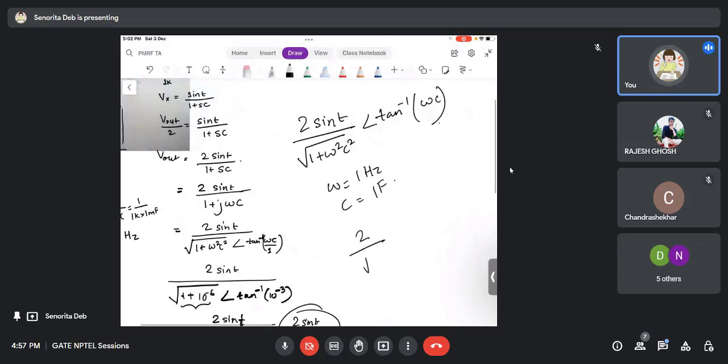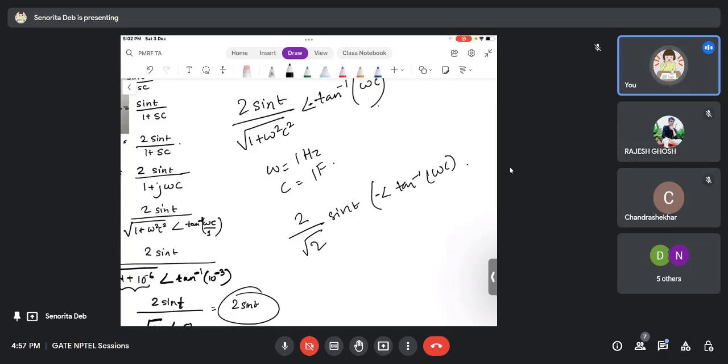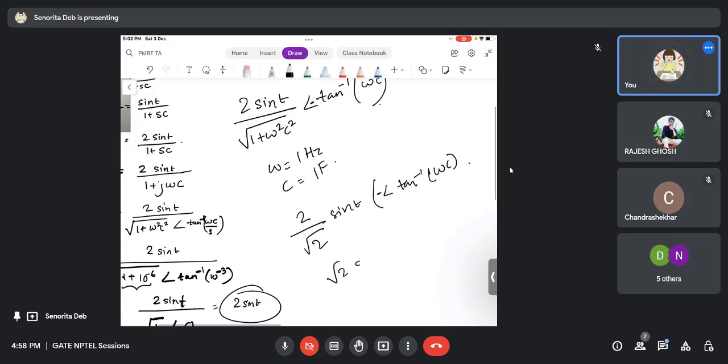You will get 2 by root 2 sine t, and there is an angle of, so this is minus because it was in the denominator, you have taken it to the numerator, so this is a negative angle, omega c. So tan inverse 1, and what will be tan inverse 1? It will be 45 degrees. So root 2 sine t minus 45 degrees, and this is the bracket.